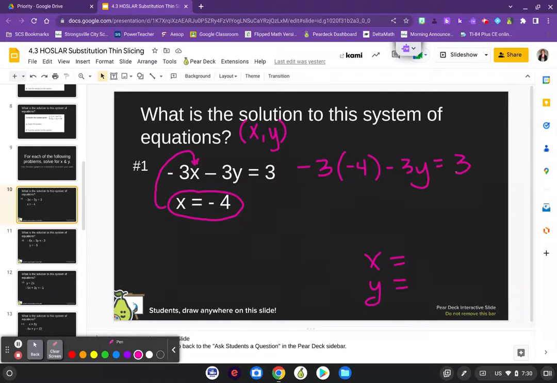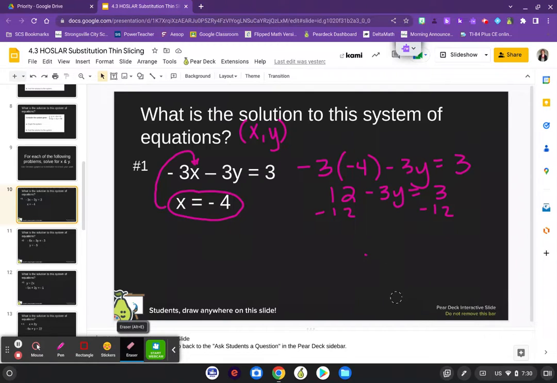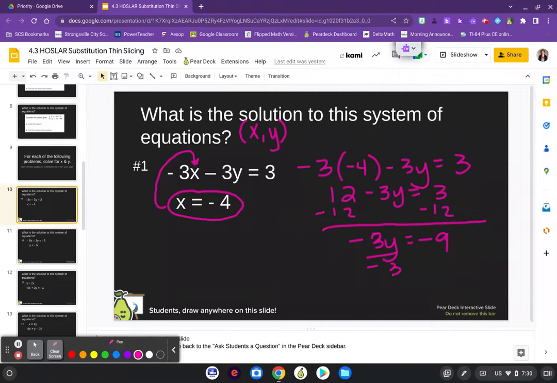And when I calculate this, I get positive 12 minus 3y equals 3. I could subtract 12 on each side. And if I do that, I still have -3y is equal to -9. And if I divide by -3 on both sides, I get y equals 3. And so again, I have x equals -4, I have y equals 3, or as an ordered pair, my solution would be (-4, 3).